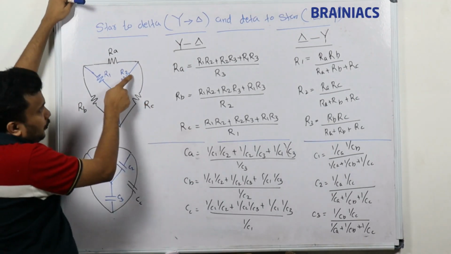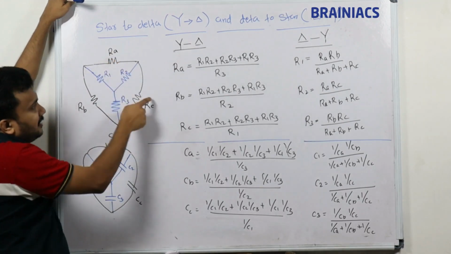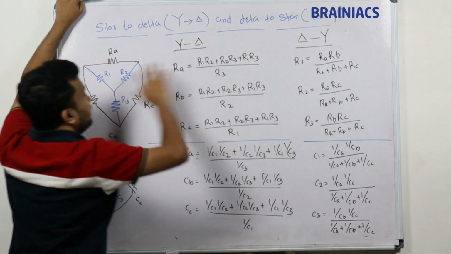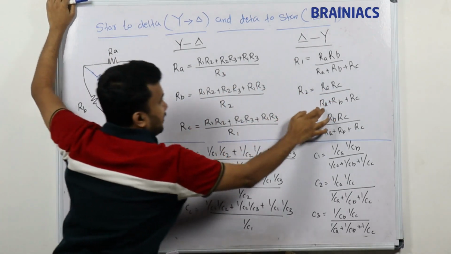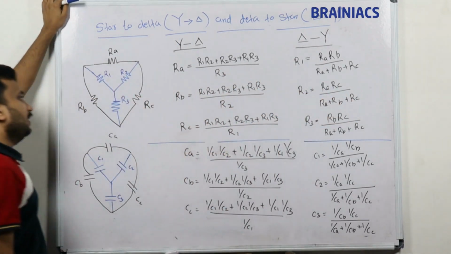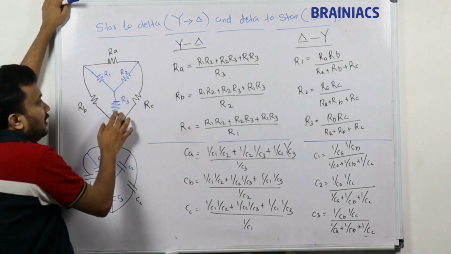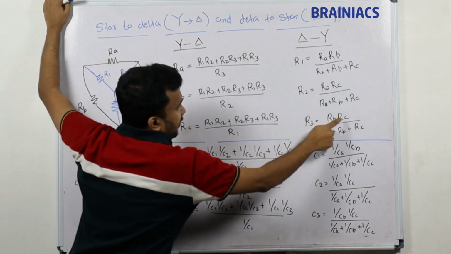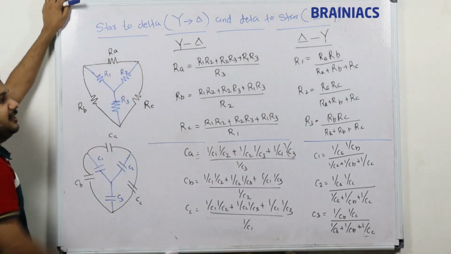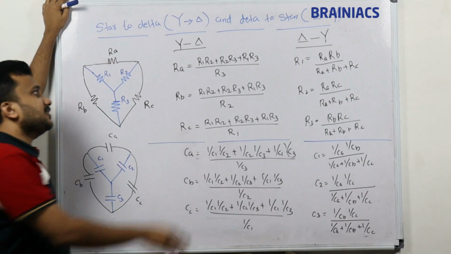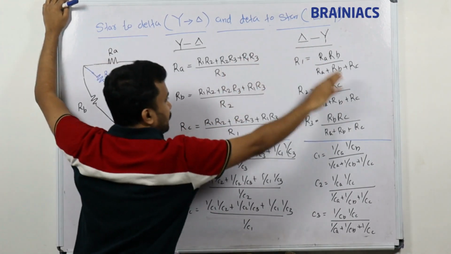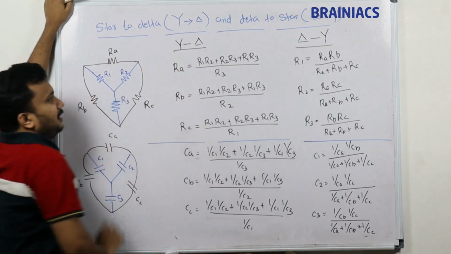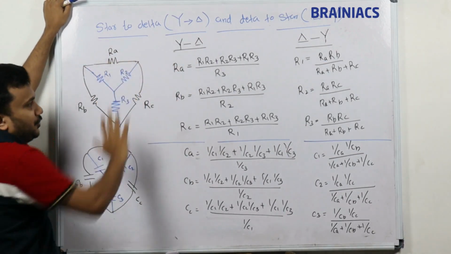If you look at R2, it is connected with RA and RC. So that will come in the numerator, RA RC, divided by the sum of the resistances, RA plus RB plus RC. Now, if you look at R3, it is connected with RB and RC. So in the numerator, the RB RC product divided by the sum of the resistances. This is the conversion of delta to star network, and here it is star to delta network for a resistance circuit.